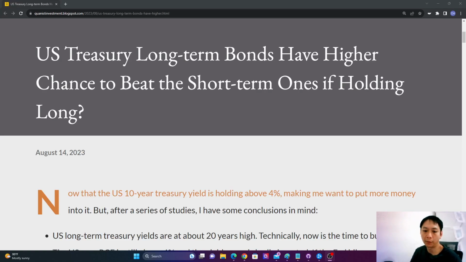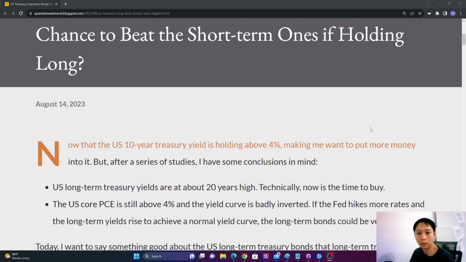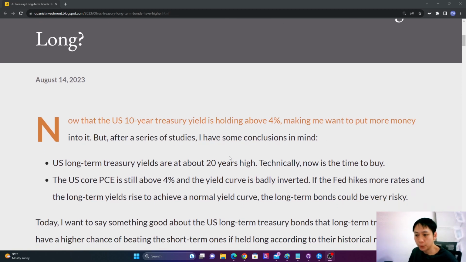Today, I want to say something good about the U.S. long-term bonds, because I've been researching the risk of long-term bonds. But today, I found some good news. The motivation again is that the U.S. 10-year Treasury yield is holding above 4%, which is something I'm interested in buying more. So I went into studying the risk, and I found some conclusions that I want to briefly talk about.